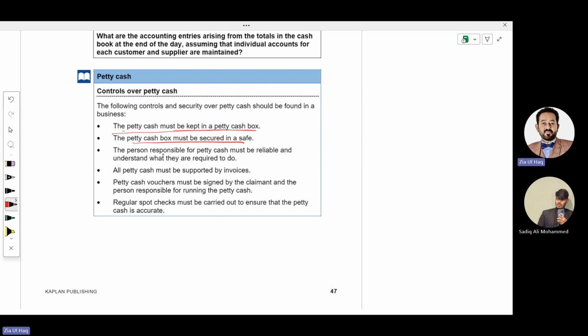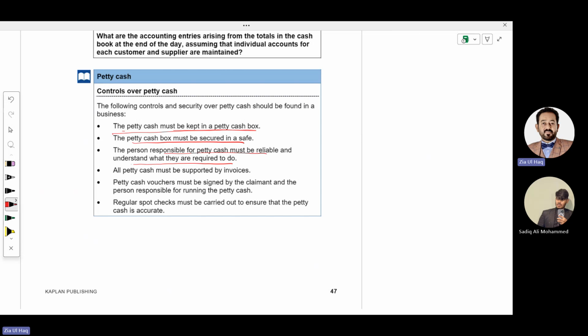The person responsible for petty cash, mean that clerk, must be reliable and understand what they are required to do. Mean he should understand why this cash has been handed over to him. This is for routine expenditure, not for his personal expenditure. The cash should only be used for business routine expenditure.